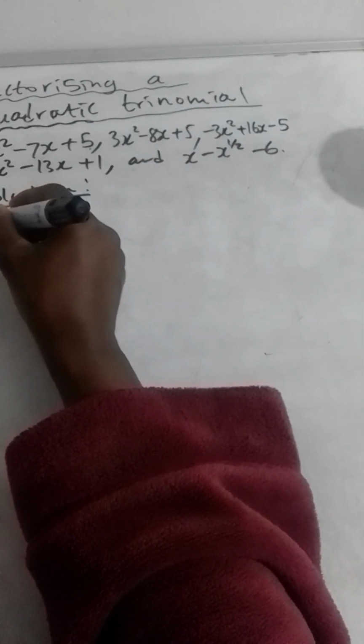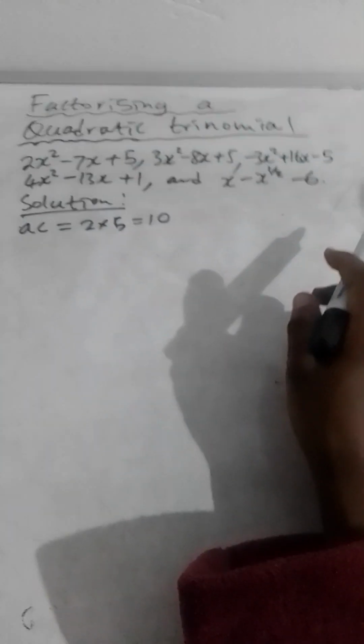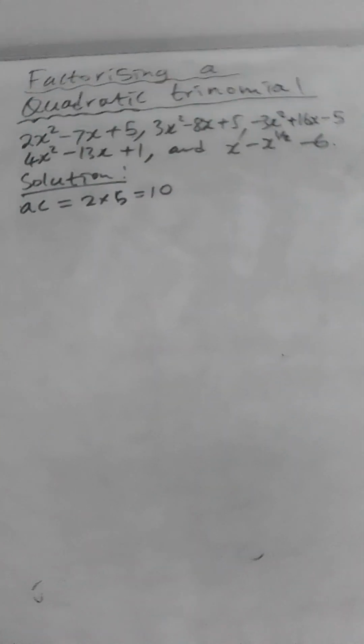So this is a suggested solution. In this method, we have 4 steps. So the first step is what? Multiply A and C and find the factors. So factors of AC. AC is equal to 2 times 5 in this case, which is equal to 10. The A and the C, remember, is from ax squared plus bx plus c. So the A is 2, the B is negative 7, and the C is positive 5. So now, AC will be 2 times 5, which is 10. So that means we are looking for factors of 10 that will give us negative 7.